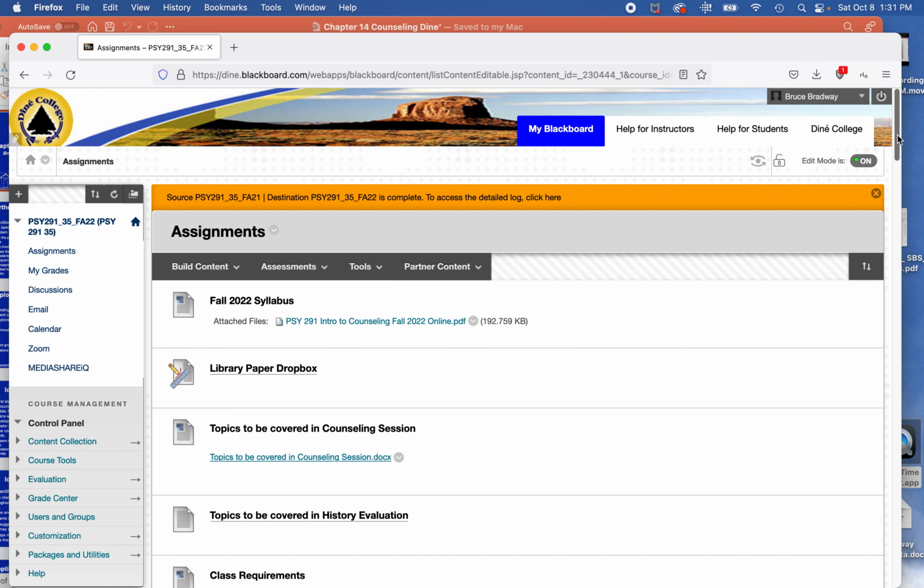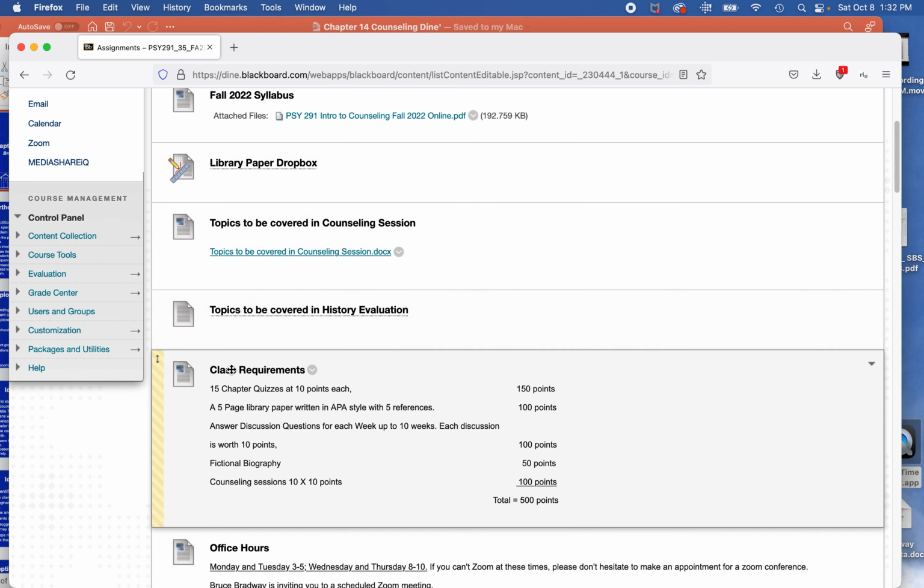Okay. So what do we need to do to pass the class? Here are the class requirements. You have all your quizzes, which I'm assuming you've almost got all done. I don't think there's 15 quizzes. I think there's only 12. But anyway, it's not important. You also need to write a paper about your character's problem, whatever that happens to be.